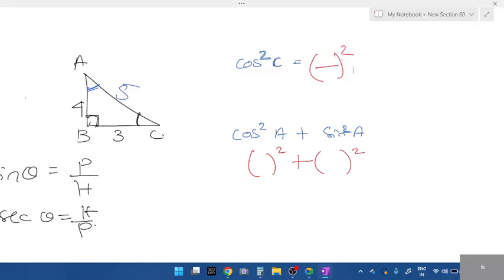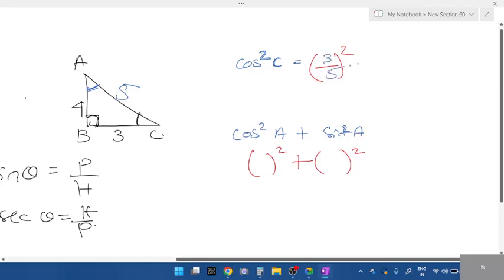All of you completed. What is cos, students? Cos value with respect to angle C. With respect to angle C, what is the cos formula? Perpendicular by base. How is it 3 by 5? No, no, sorry. Base by hypotenuse, right? Correct. 3 by 5. What's the answer?